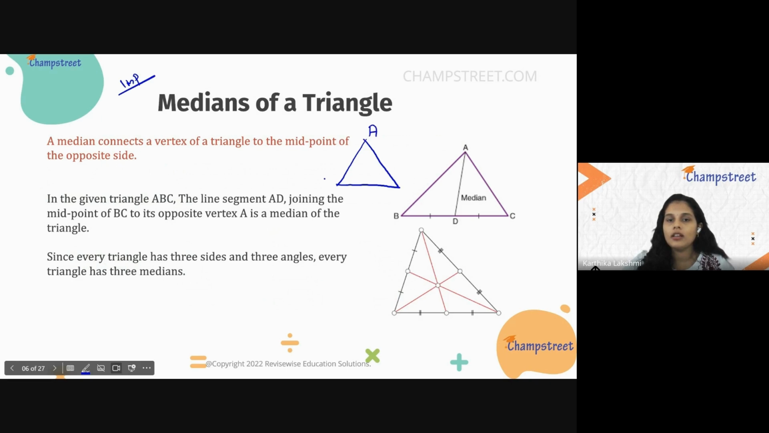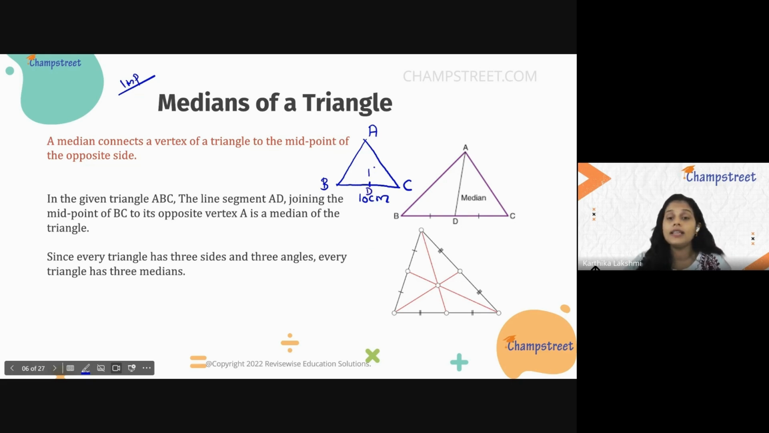So here you can see this is a triangle ABC. Suppose BC equals 10 centimeters. I'm just taking an example, not generalizing it. BC equals 10 centimeters. I'm finding the midpoint of this BC and naming it as D.